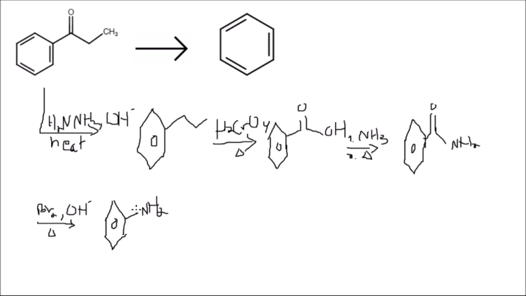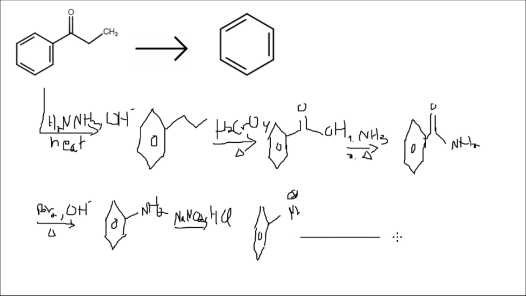So we want this amine to leave. So we have to convert it to a good leaving group. So it's best if we convert it to a diazonium ion by reacting it with NaNO2 with HCl, and you get the diazonium ion.